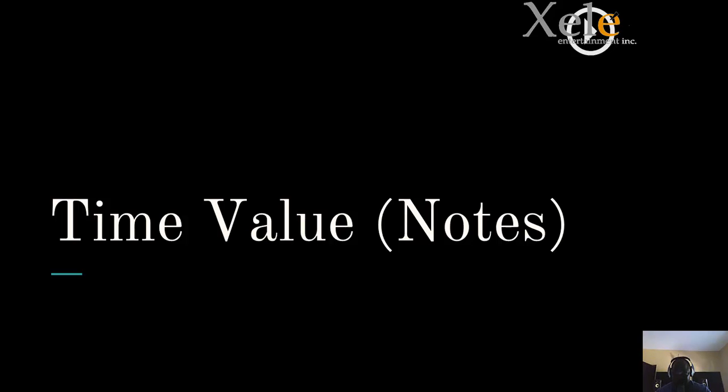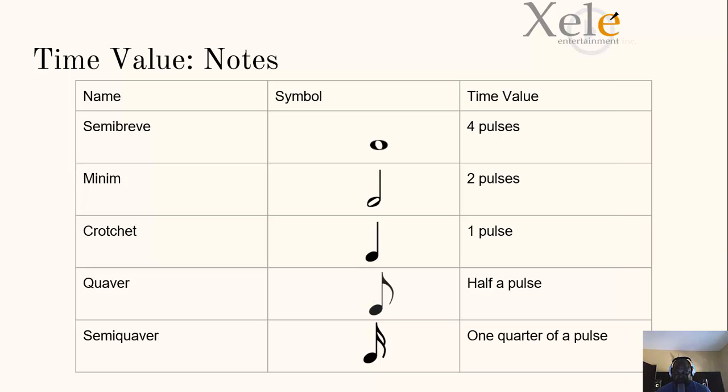Now let's take a closer look at time value for notes. I'm sure we have seen some of these symbols before. The first one here is the semibreve. It's just a simple note head. It is not shaded. It does not have a stem. It does not have a tail. Every time you see this symbol, it tells you that the note value is 4 beats or 4 pulses. What that means is that you are going to play a long note that should last for 4 beats.